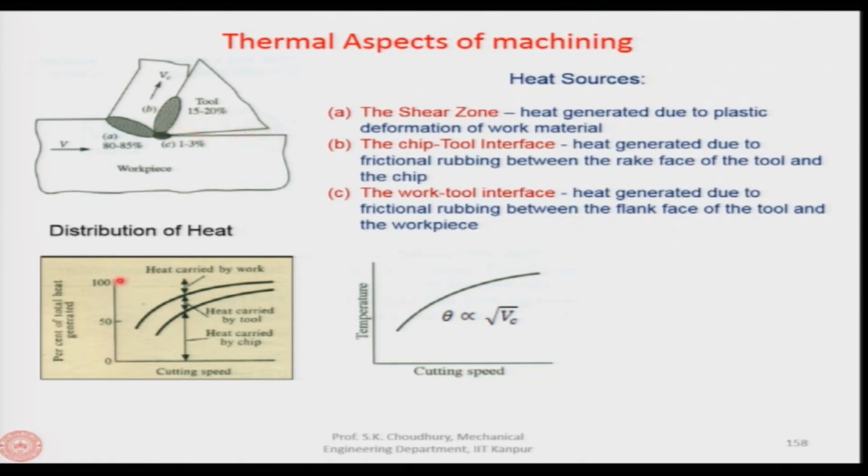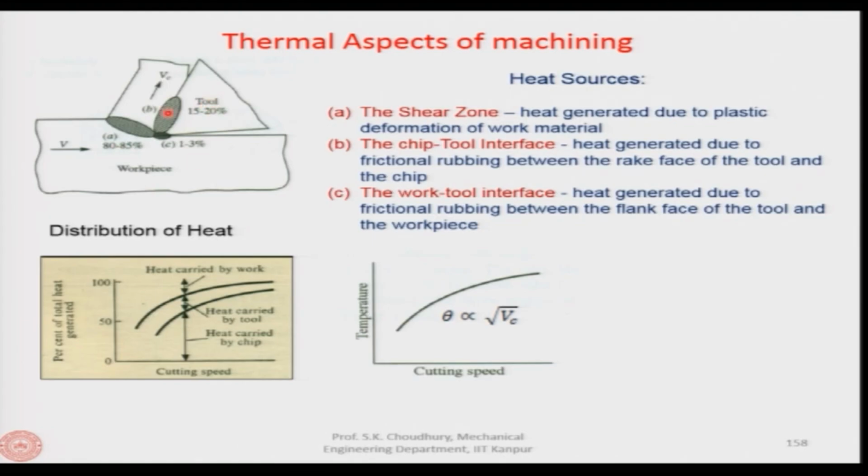So, total heat 100% is here, and out of the total heat, the heat carried by the chip is maximum. So, most of the heat is carried out by the chip. Roughly about 80% of the heat is carried away by the chip. Now, about 15% goes to the tool and the rest goes to the workpiece. So, as you understand, during machining the chip will be the hottest, next to that will be the tool and next to that will be the workpiece.